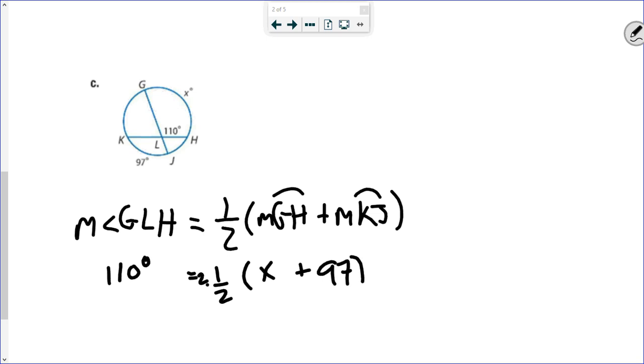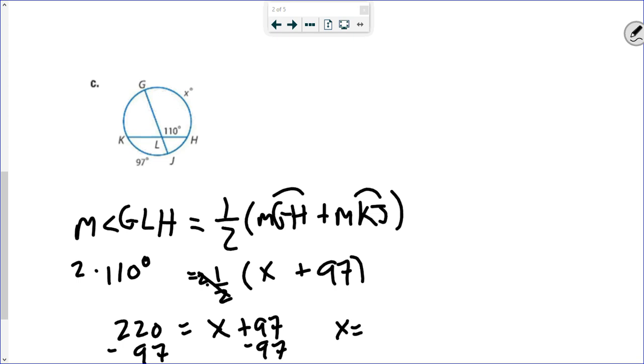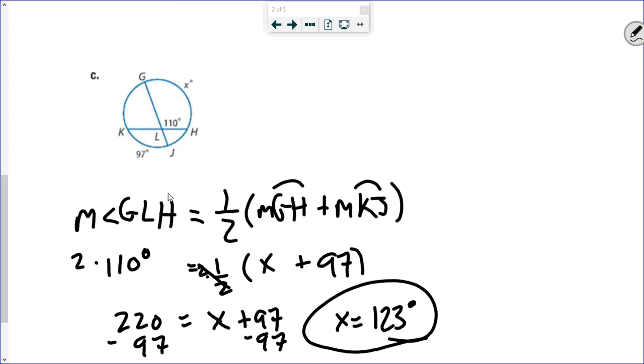If we can solve this for x, we'd be in good shape. To do that, multiply both sides by 2. We've got 220 is equal to x plus 97. Subtract 97 from both sides, and we get that x is 123 degrees. Okay, so let's continue.